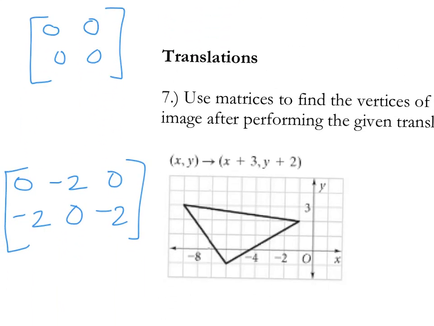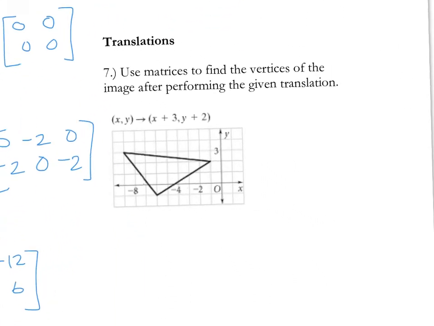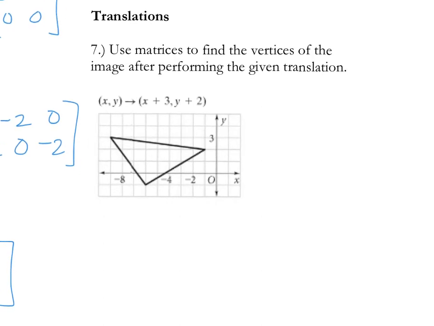Then translations. Use matrices to find the vertices of the image. So I know that, just like on our quiz, you can shift this right 3, up 2, but I want you to show us matrices. So this point is going to be negative 9, 3. I'm going to write that the x goes on the top, the y goes on the bottom. This point is going to be negative 1, 2. And this point is going to be negative 6, negative 1.